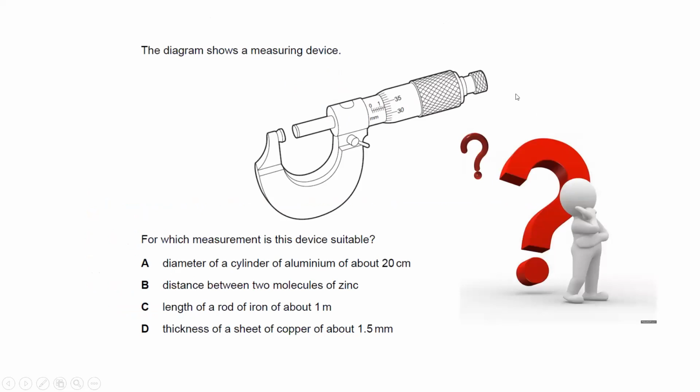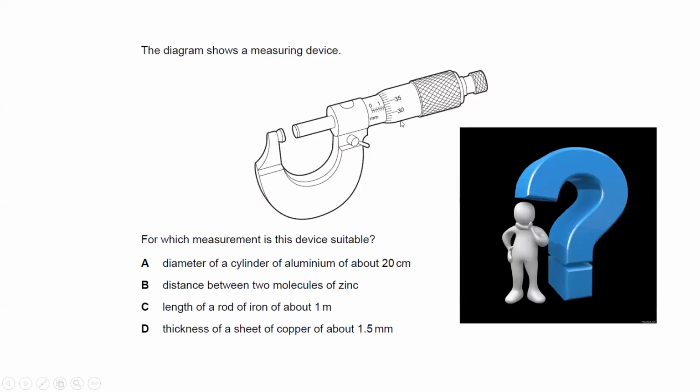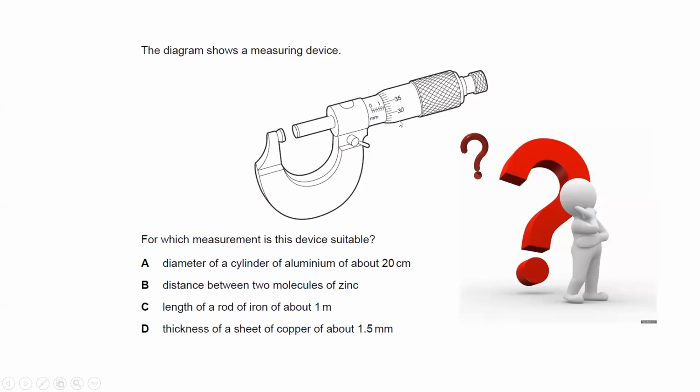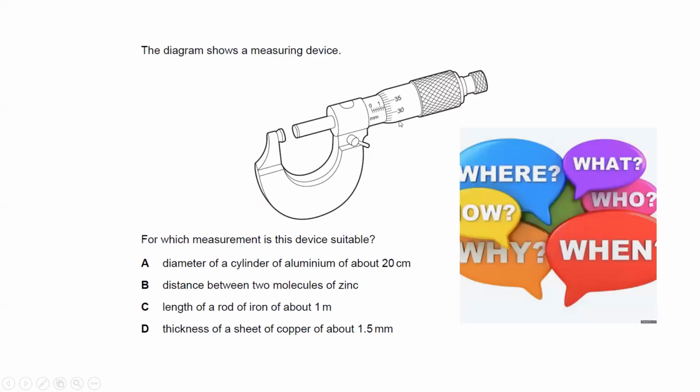The diagram shows a measuring device. For which measurement is this device suitable? A, B, C or D?